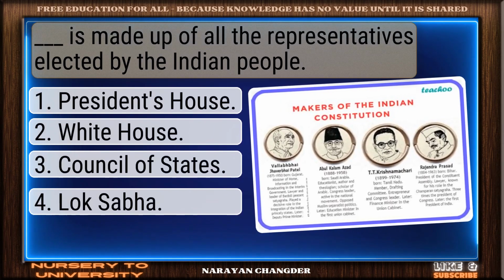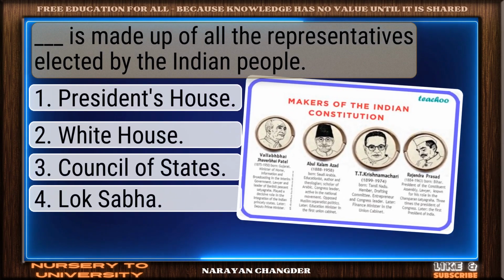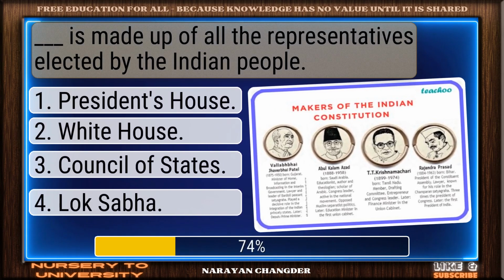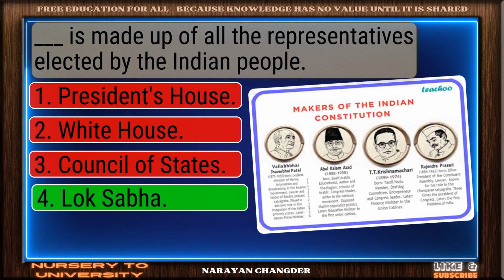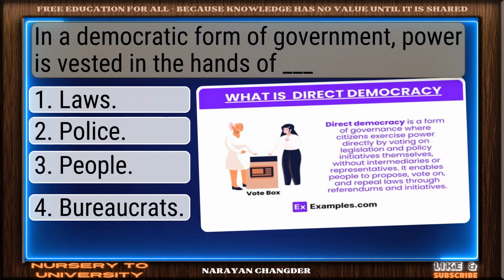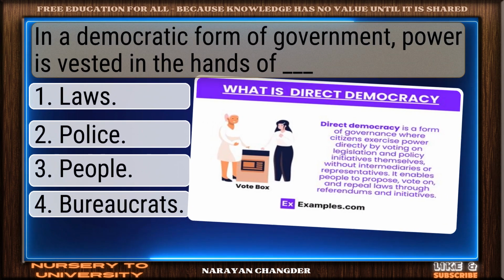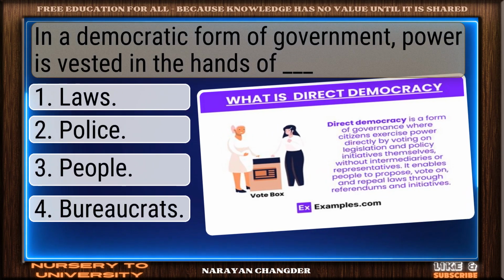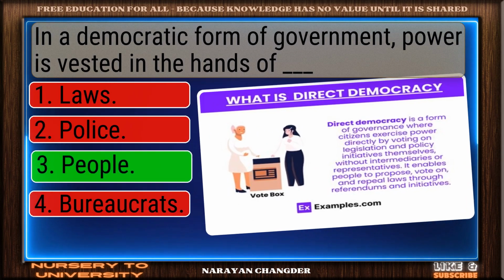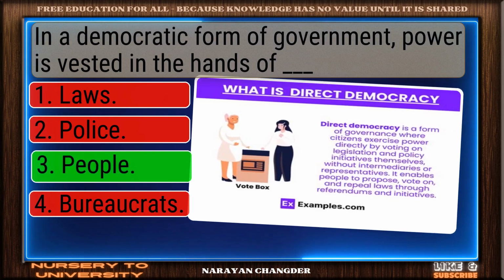Question number 53. Dash is made up of all the representatives elected by the Indian people. Right choice. Lok Sabha is the best answer. Question number 54. In a democratic form of government, power is vested in the hands of dash. Strong choice. People is the right answer.